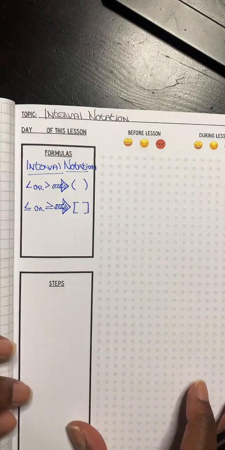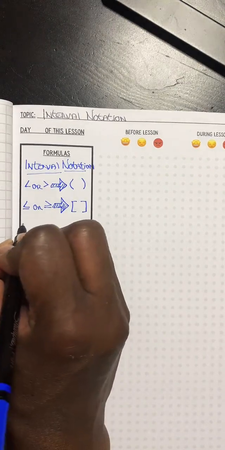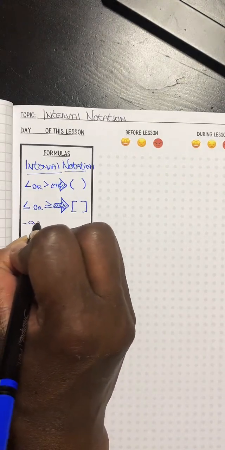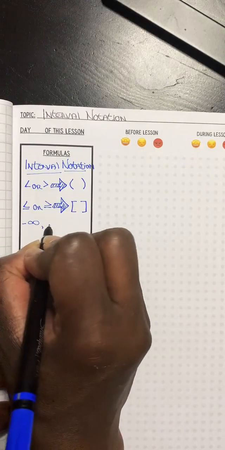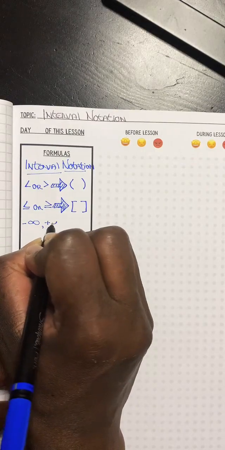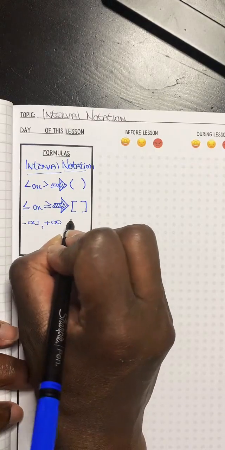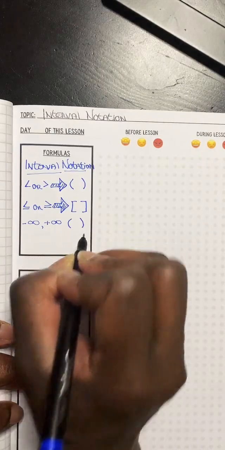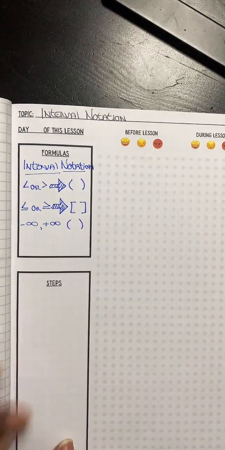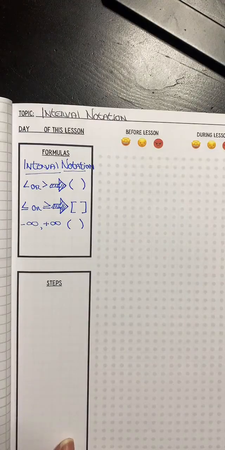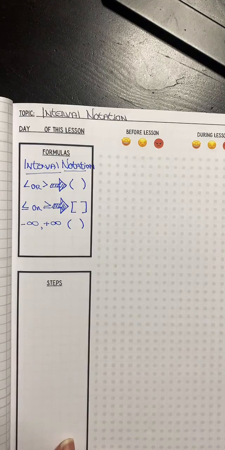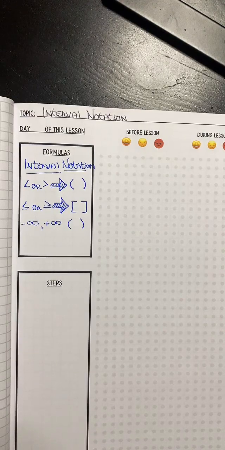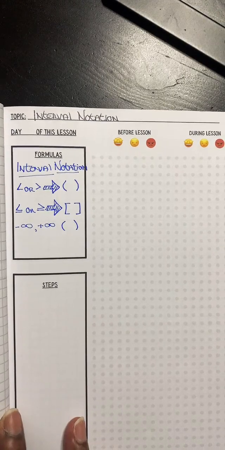Now, the main rule you have to understand: negative infinity and positive infinity always get parentheses each and every time. It doesn't matter if it's positive infinity or negative infinity, they always have parentheses, because with infinity there's no end, there's no bound to it. So no restriction.